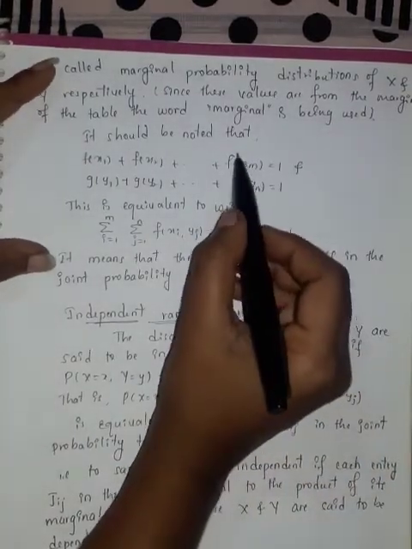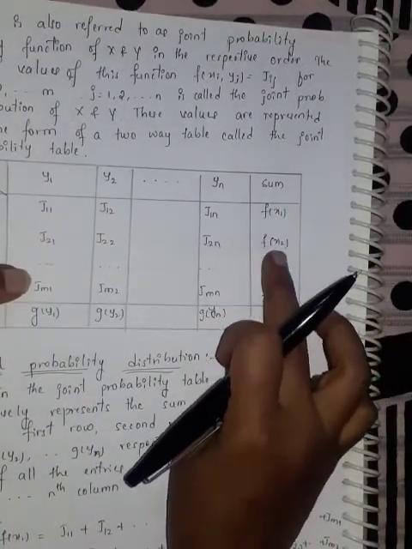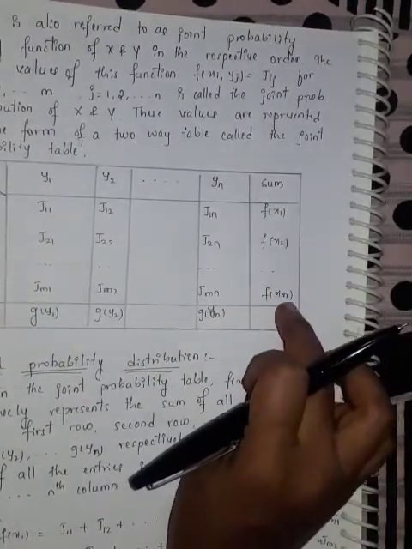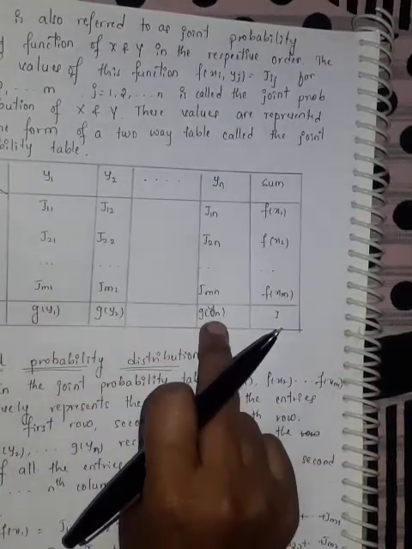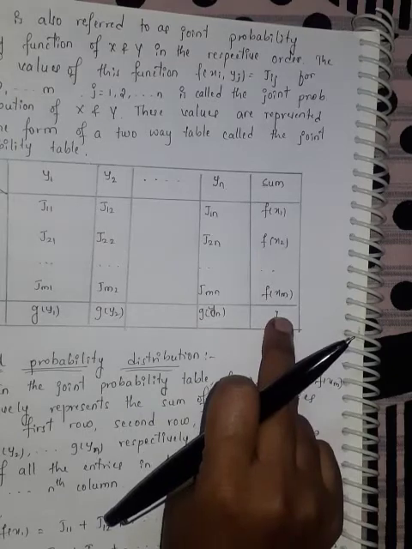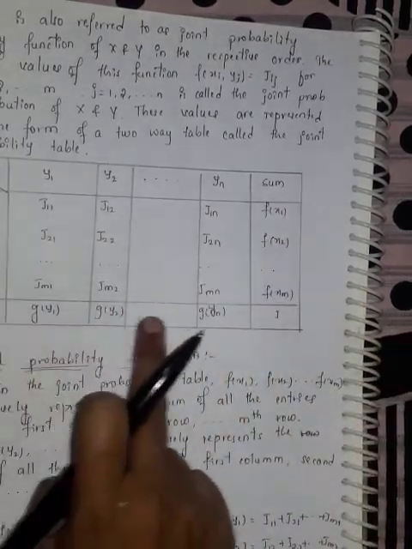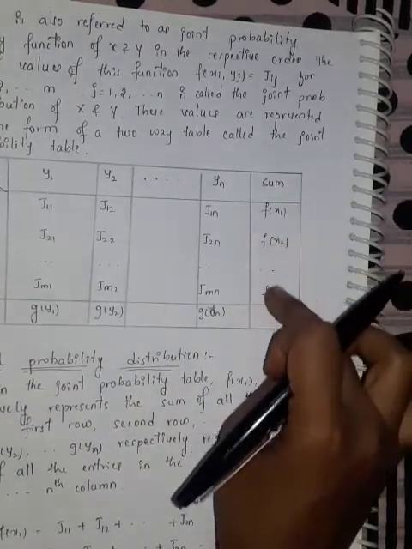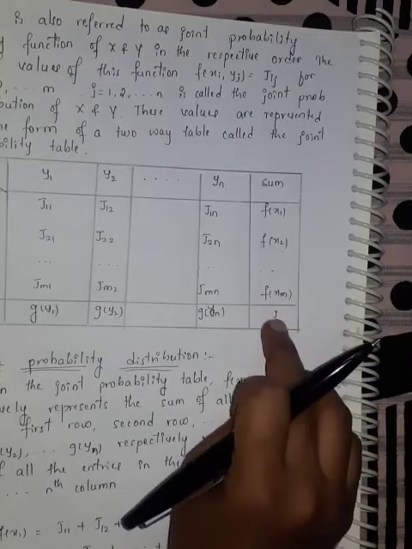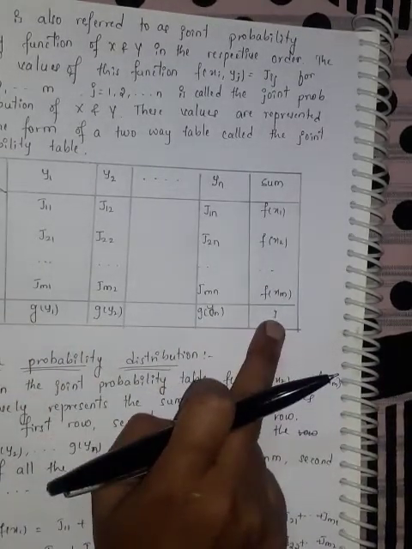It should be noted that the sum of all these f of x1 plus f of x2 up to f of xm, and g of y1, g of y2 up to g of yn, should be equal to 1. The sum of all f of xi and g of yj is equal to 1. If you add all these f of xi's, you will get 1. If you add all these g of yj's, the sum should be 1.